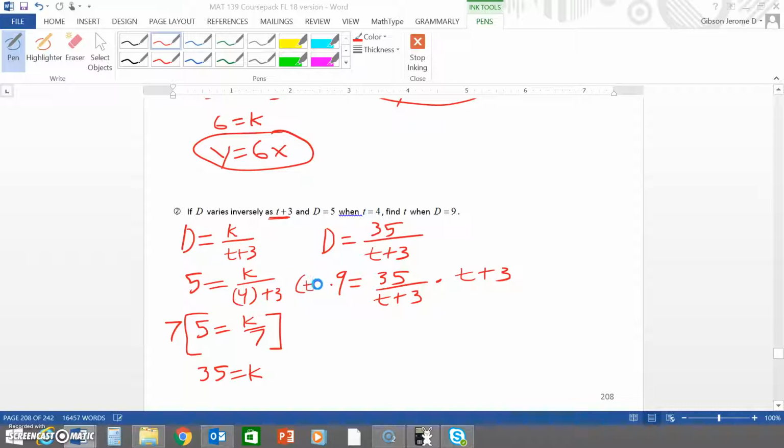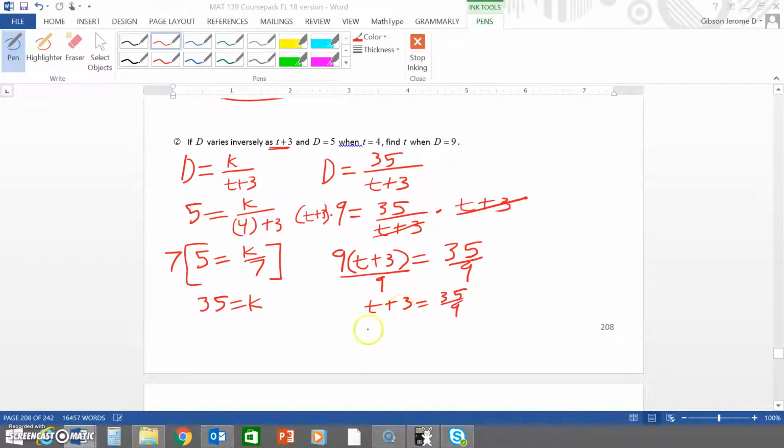I'll put that in parentheses. So t plus 3 times 9, we're not going to distribute this. We're going to add 9 times the parenthesis of t plus 3 is equal to, these t plus 3's will simplify out. That will equal 35. Now we will divide each side by 9. And we add t plus 3 is equal to 35 over 9.